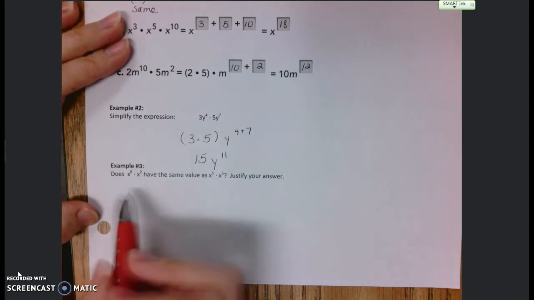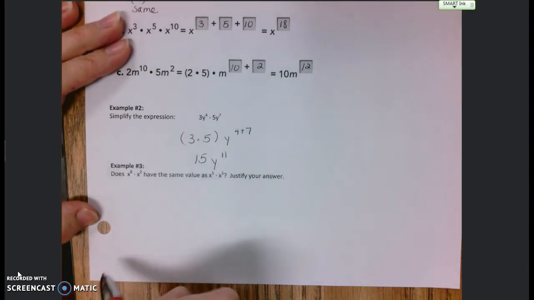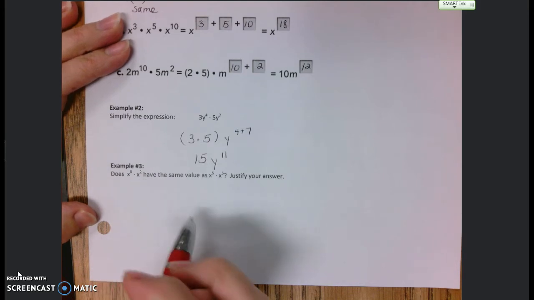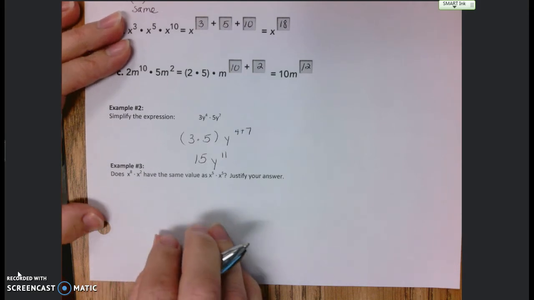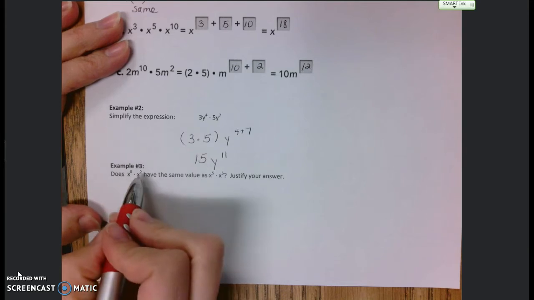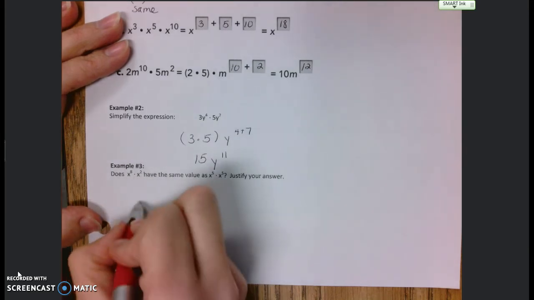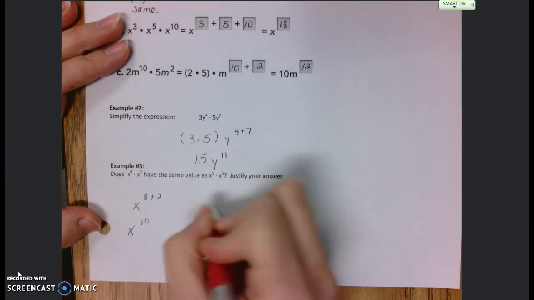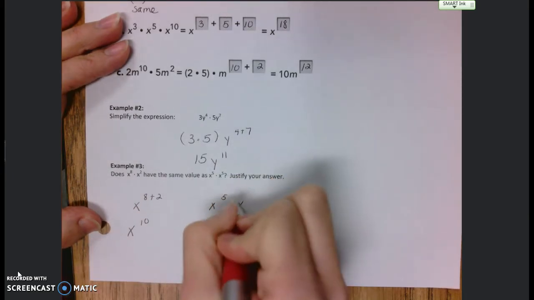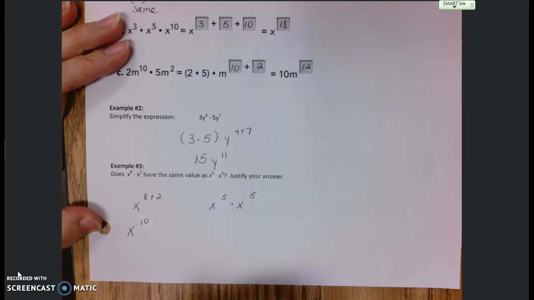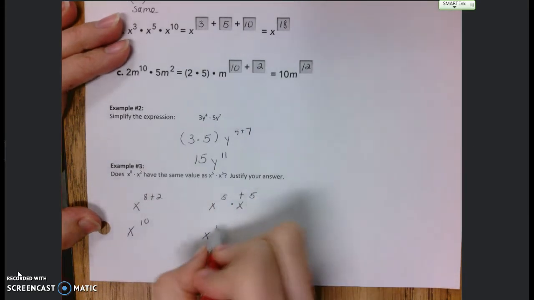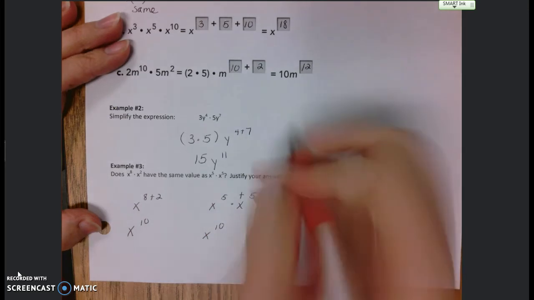Question 3 says, does x to the 8th times x to the 2nd have the same value as x to the 5th times x to the 5th? Be careful, you're not multiplying those exponents, you are only adding them together. So x to the 8th times x to the 2nd is going to give me x to the 10th, and x to the 5th times x to the 5th, since both of those exponents are the same, I would just add my exponents together to get x to the 10th. So are they the same? Yes.